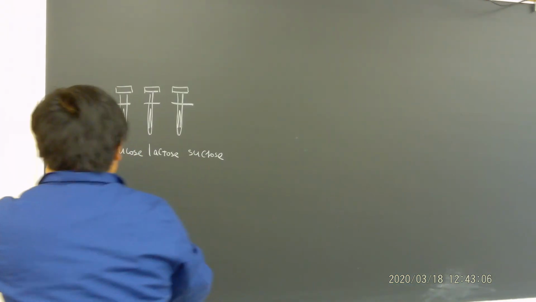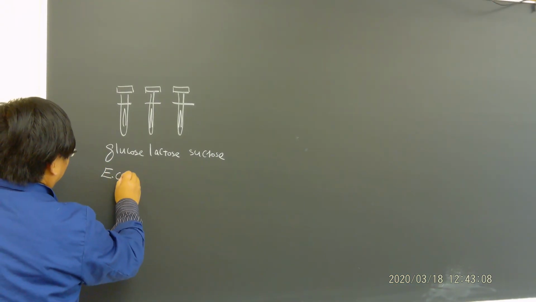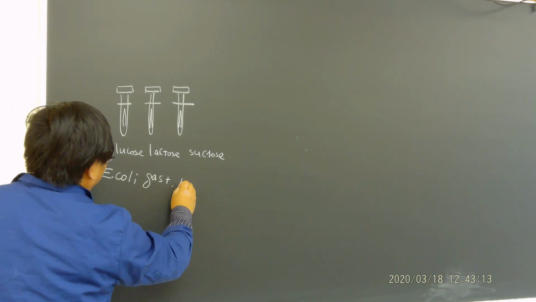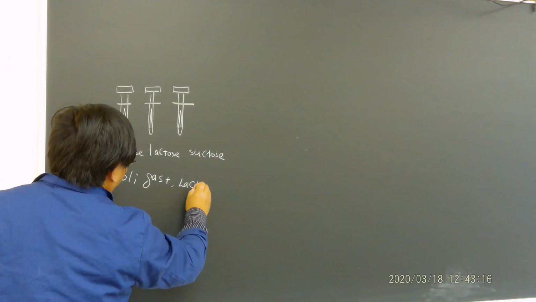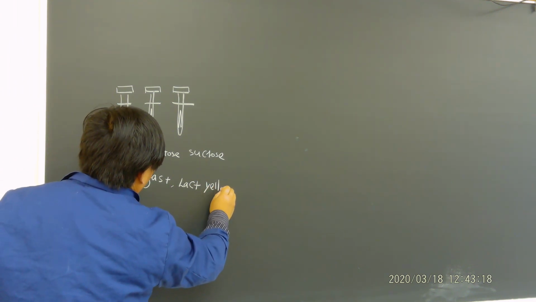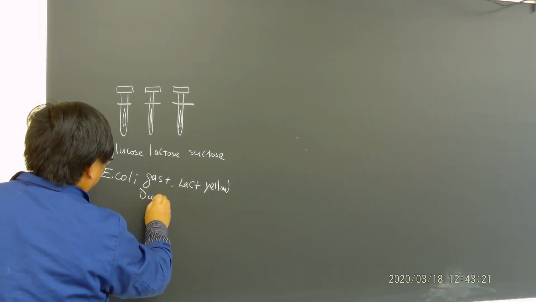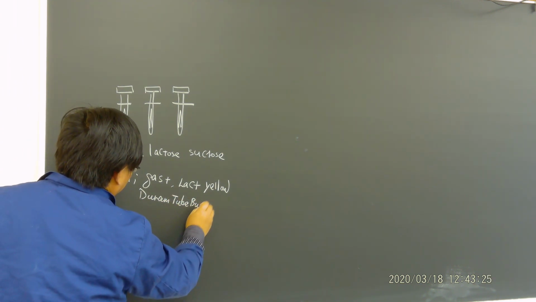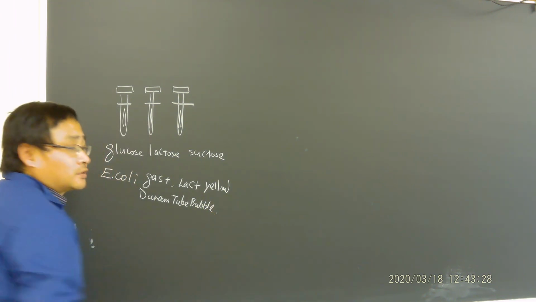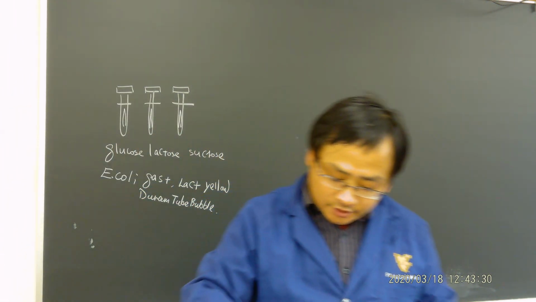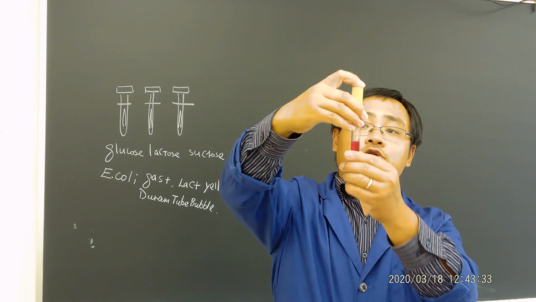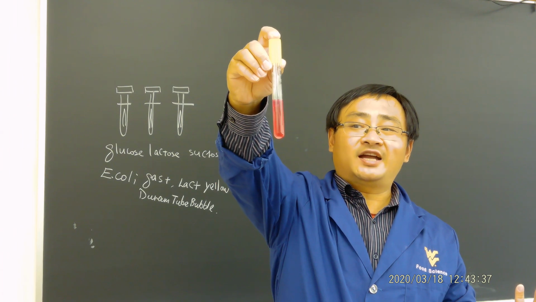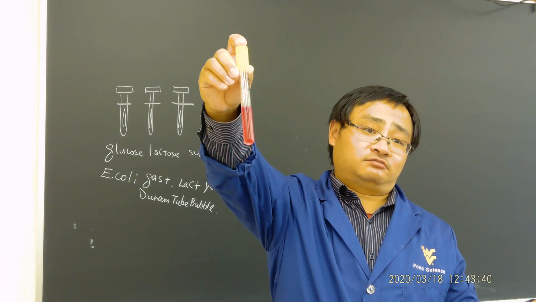So for example, E. coli. You can look at your own stuff, okay? E. coli, you will see it's gas positive and lactose positive. This is showing you yellow color, and in the gas you will see the Durham tube has a bubble, very clearly. Now let's say sucrose. This is also E. coli, and you didn't see anything. That means a little bit of pink, but definitely no gas.